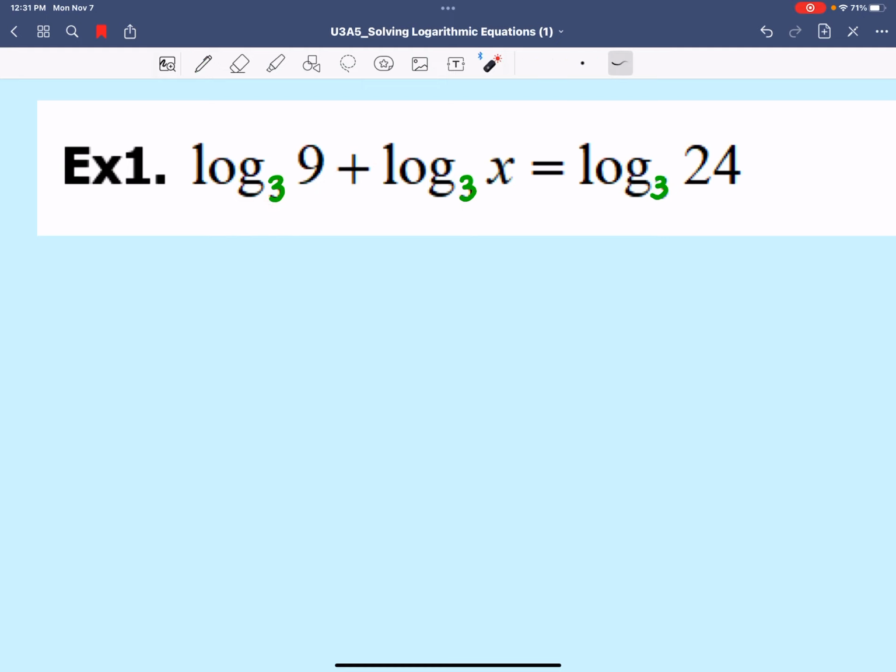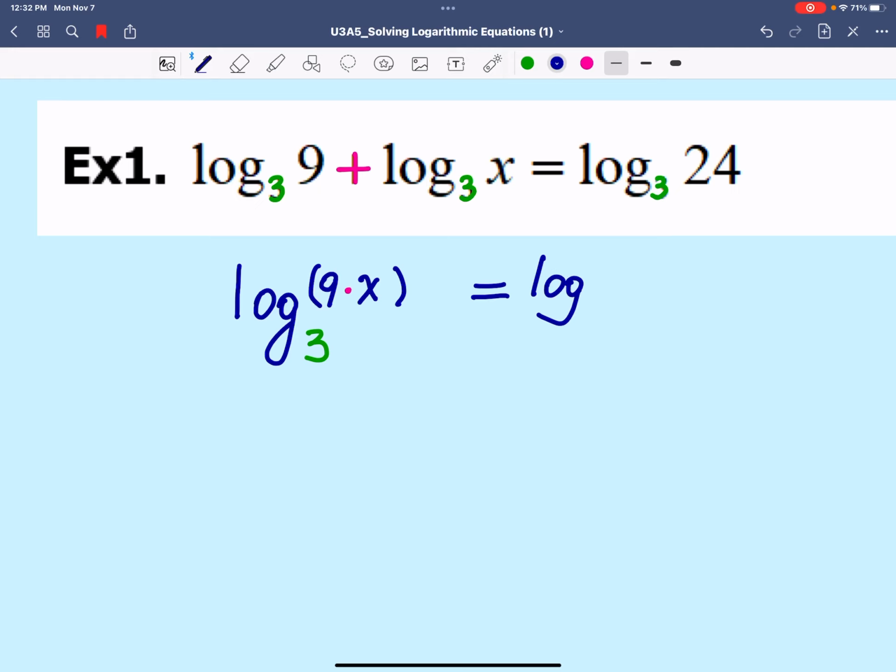Step number 2 is we'll combine the terms on the left side together and the terms on the right side together. So on the left side, we have the addition of two log terms, which means that the two log terms are connected to each other by the product of the expressions inside the log. So in other words, we have log with base 3, so the base stays the same, and we multiply the terms that are inside the log, so 9 times x. On the right side, we only have log with base 3 of 24, so nothing to combine in there, so we'll just write log with base 3 of 24 as is.